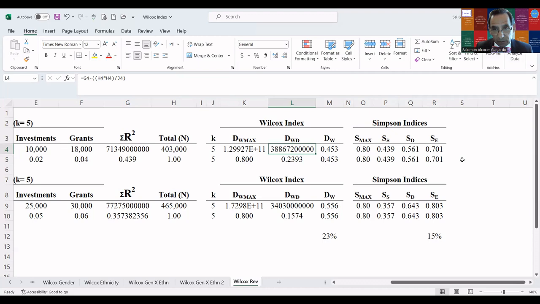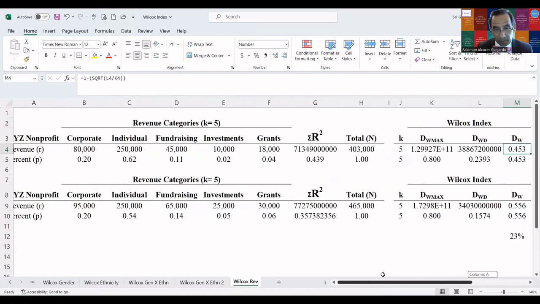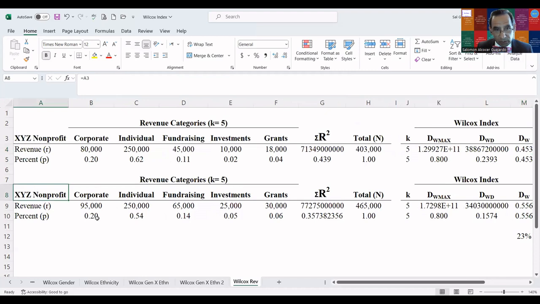Wilcox similarity concentration score. So to obtain the Wilcox standardized or evenness score, I'm going to take the Wilcox similarity concentration score, which is L4, divided by the maximum score, which is K4. Take the square root of that product, subtract that from 1, and that gives me a diversity score of 0.453, indicating that 45% of the maximum value of diversity of revenue was obtained. Again, I can do revenue scenarios.